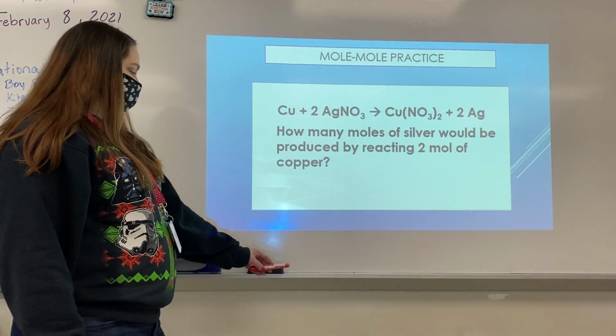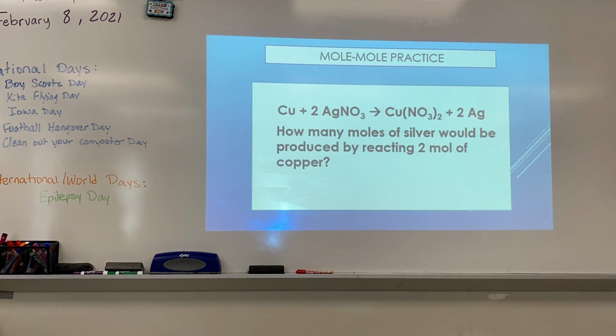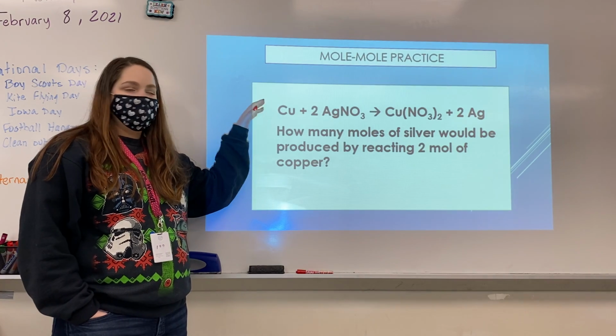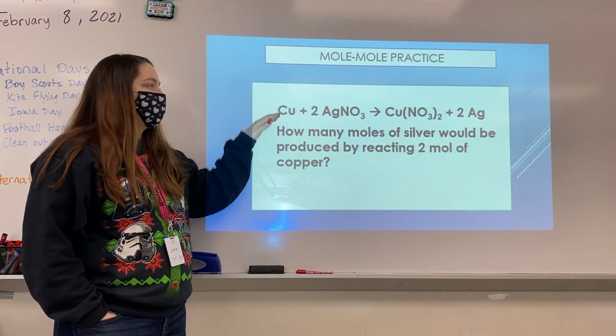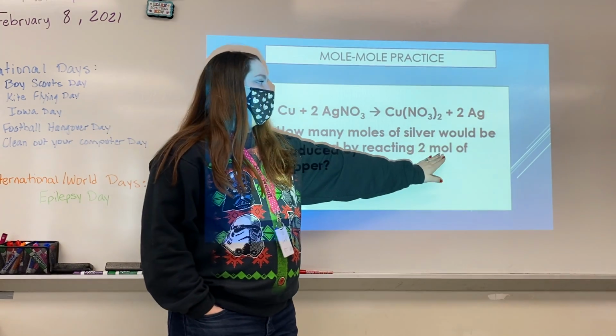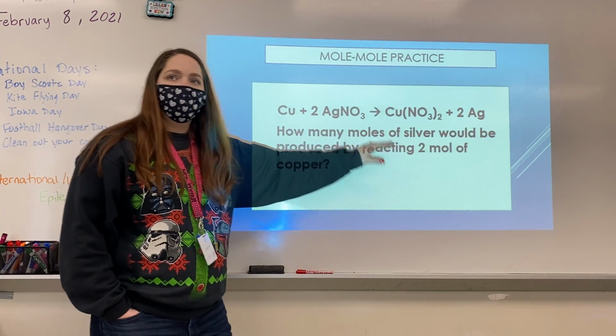So I give you the balanced chemical equation. You tell me how many moles of silver would be produced by reacting 2 moles of copper. Okay, respectfully, this is nothing like the last problem. How is it not? Because there's parentheses. Just because your equation is not the exact same does not mean this is not the exact same problem. I have given you your balanced chemical equation. What are you starting with? What are they asking you to solve for? And how are you going to get from point A to point B?